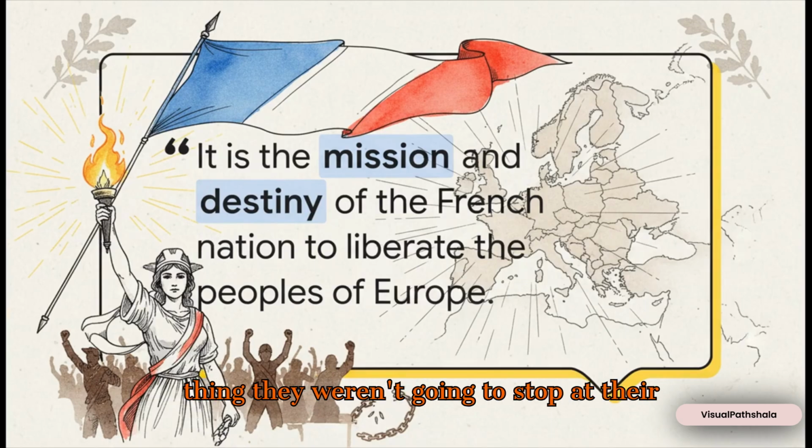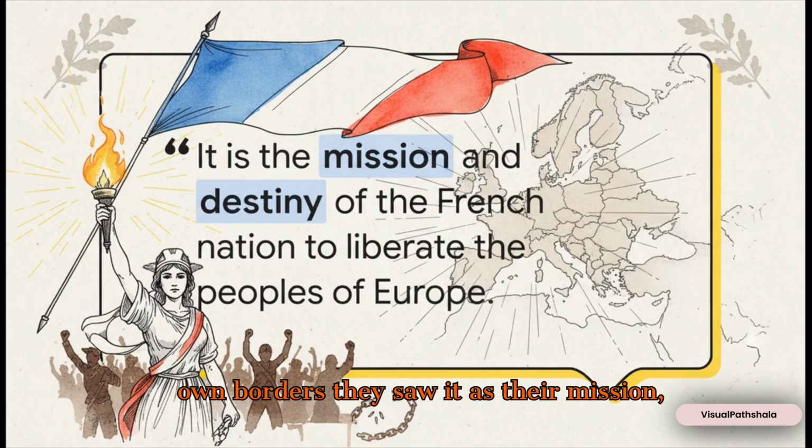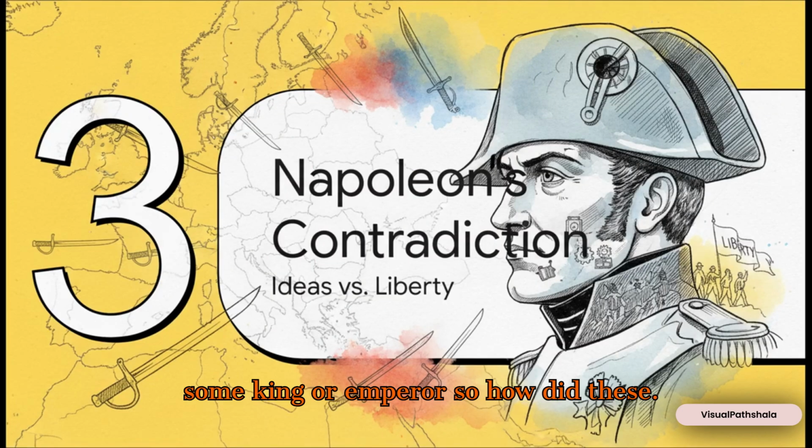And here's the thing. They weren't going to stop at their own borders. They saw it as their mission, their destiny even, to spread these ideas of liberty and nationhood across all of Europe. They wanted to free everyone who was still stuck living under the thumb of some king or emperor. So how did these ideas spread?